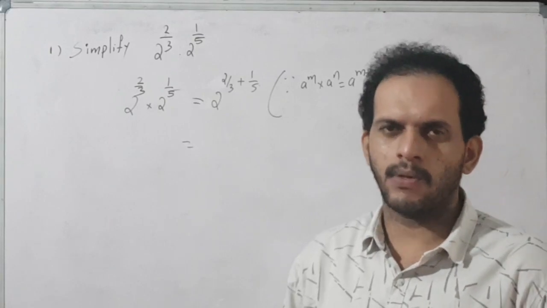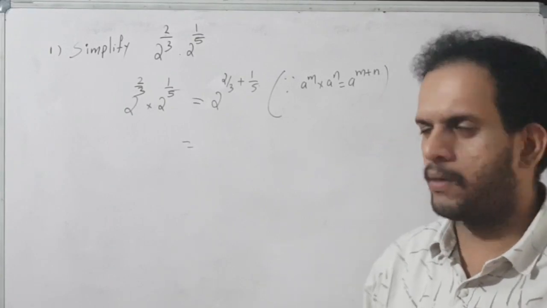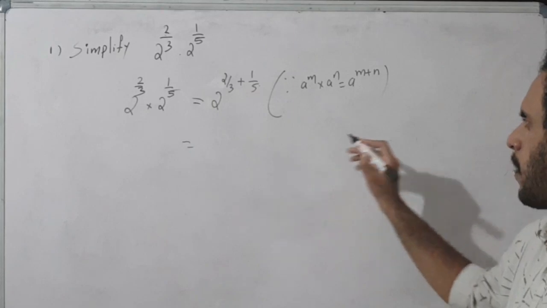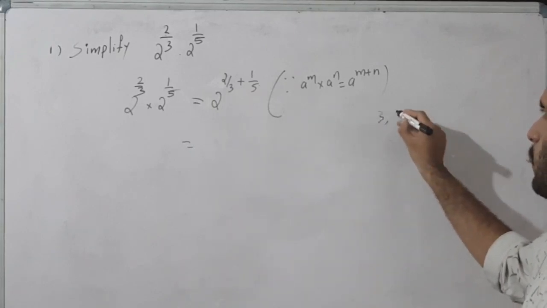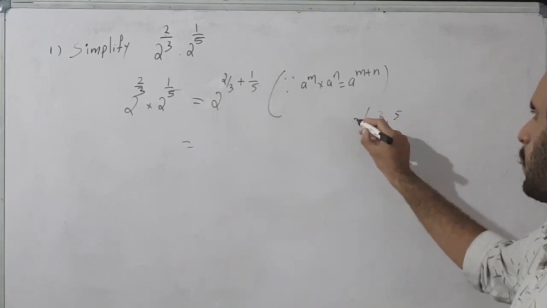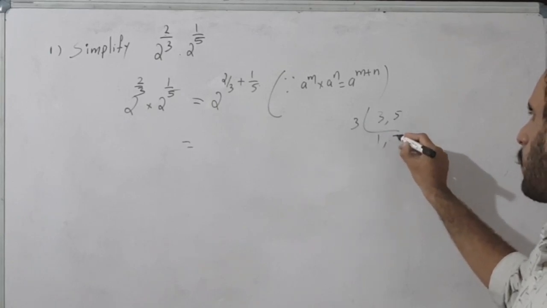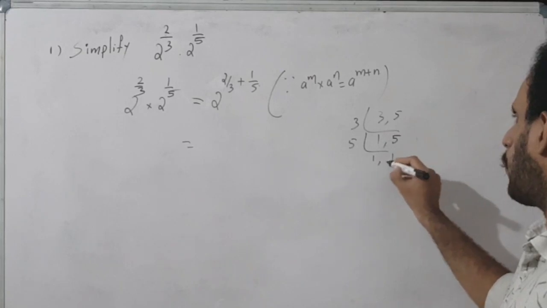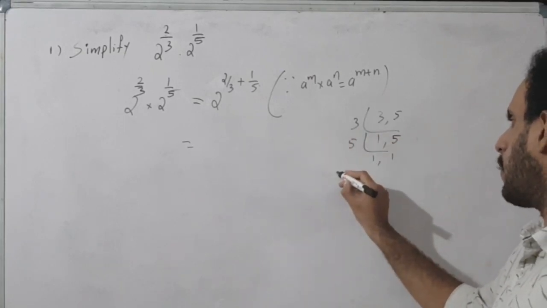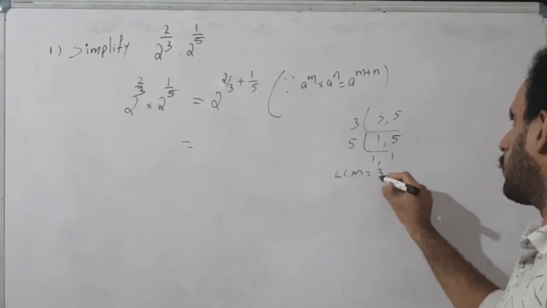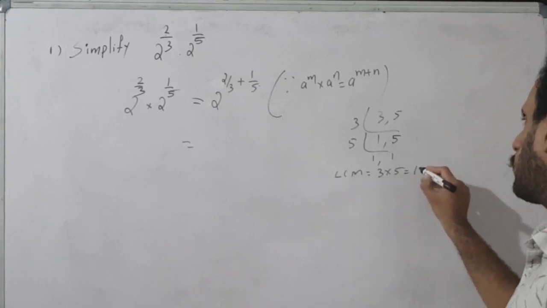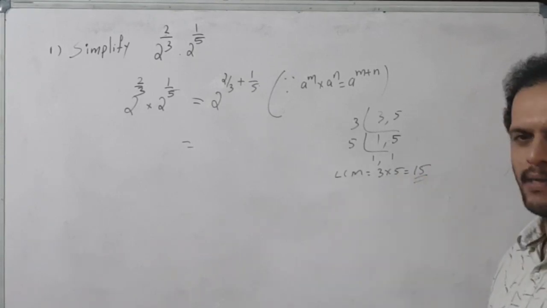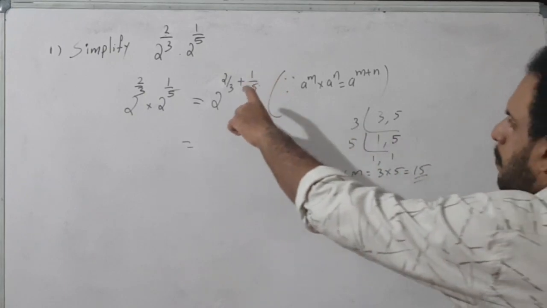Then what is our first step? To equalize the denominators. So for that we find the LCM of 3 and 5. 3 ones are 3, 5 ones are 5, then again 5 ones are 5. Then LCM is equal to 3 into 5, which is 15. That means we need to make the denominators 15.